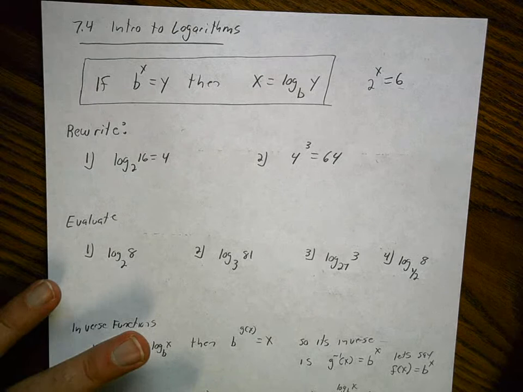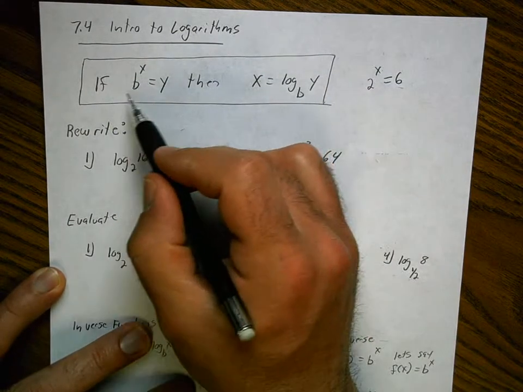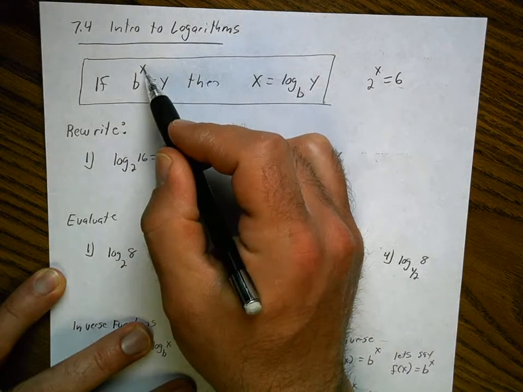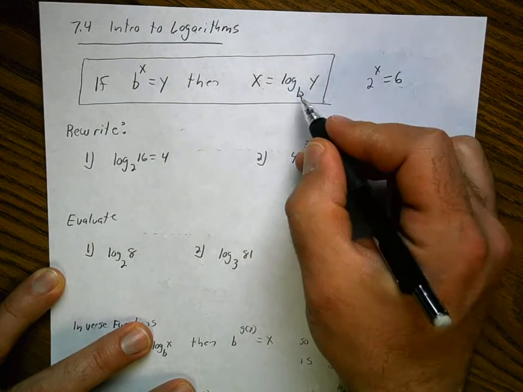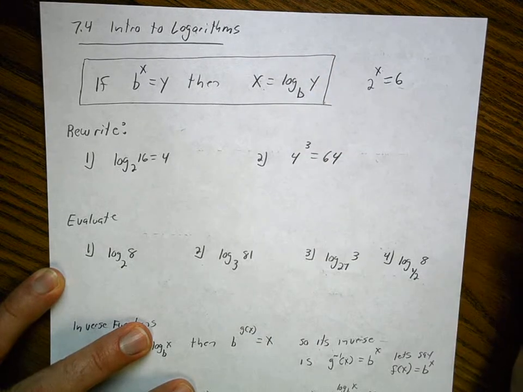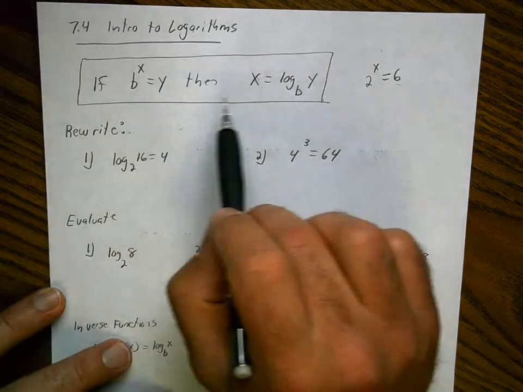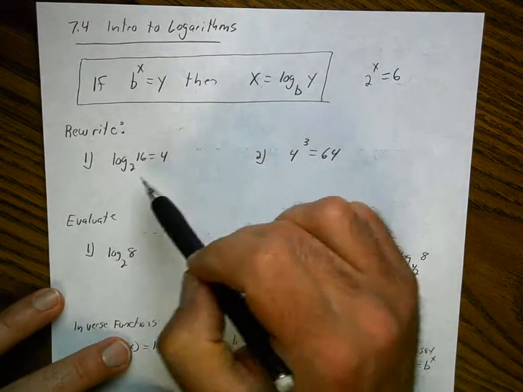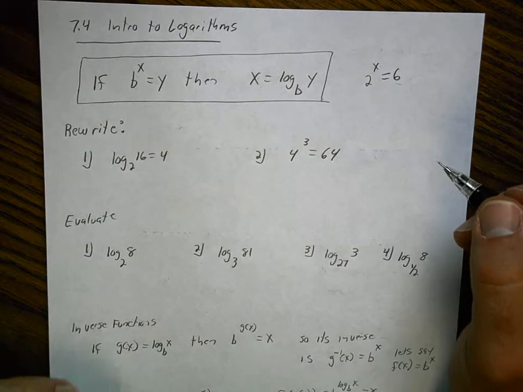Okay, so the general definition of a logarithm is in this box, and we need to know that. So if b to the x equals y, then x equals log base b of y is how you'd read that. Okay, and the first part of this section just focuses on can you rewrite equations in each form, in equivalent forms.